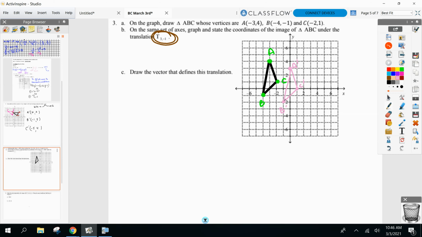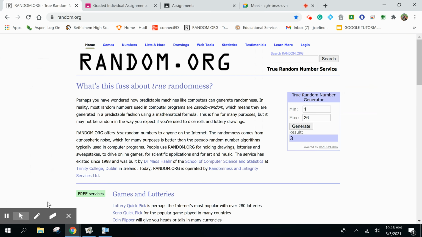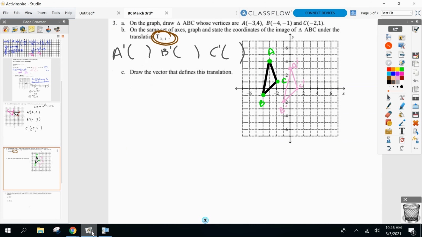And this one does say state the coordinates. So I'm going to ask somebody in a second. What did you get for A prime, B prime, and C prime? Again, don't forget about the primes. Just don't call them A, B, and C on me. They're new coordinates now. Zach, when you're ready, let's hear them.